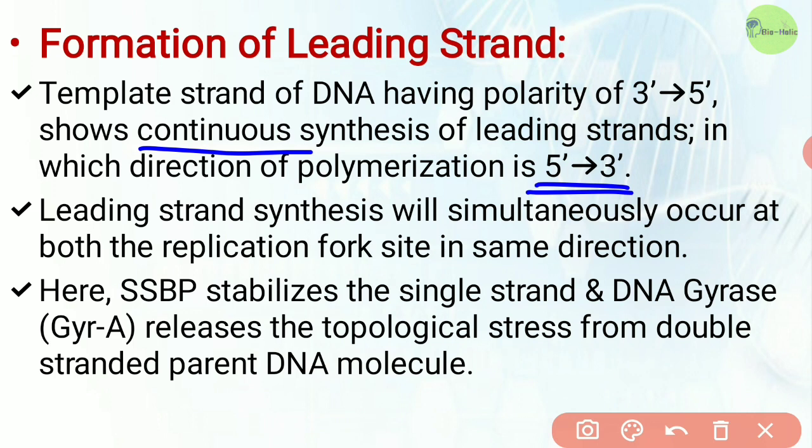Okay. And here, single strand binding protein stabilizes the single strand, and DNA gyrase A. I have told in the previous video, right, that gyrase has two types, gyrase A and gyrase B. Gyrase A mainly cuts and joins the DNA strands, and gyrase B provides energy to gyrase A, right? So here gyrase A releases the topological stress from the double-stranded DNA molecule, or I can say it relaxes the supercoils from the parent DNA molecule. Okay, so let's see in an animation form, then you can easily understand.